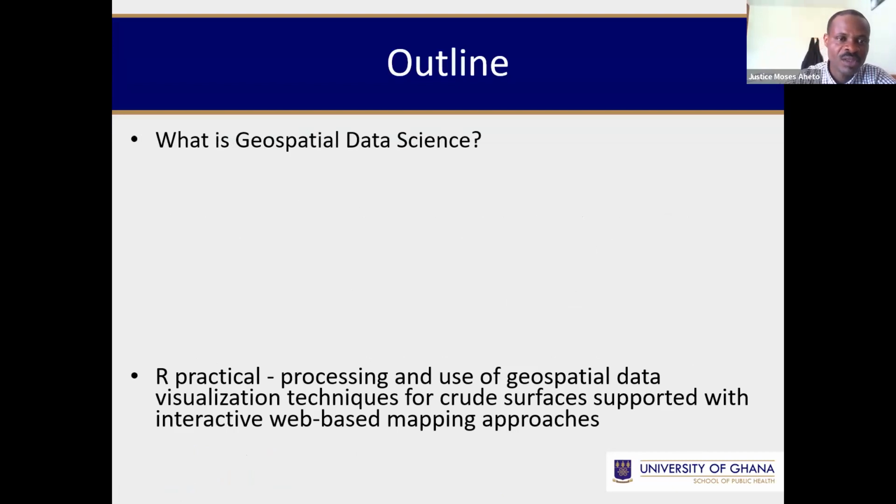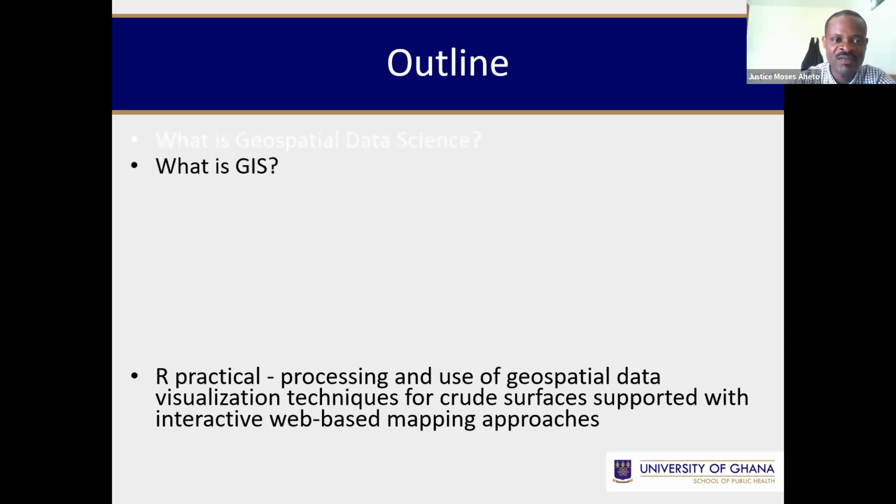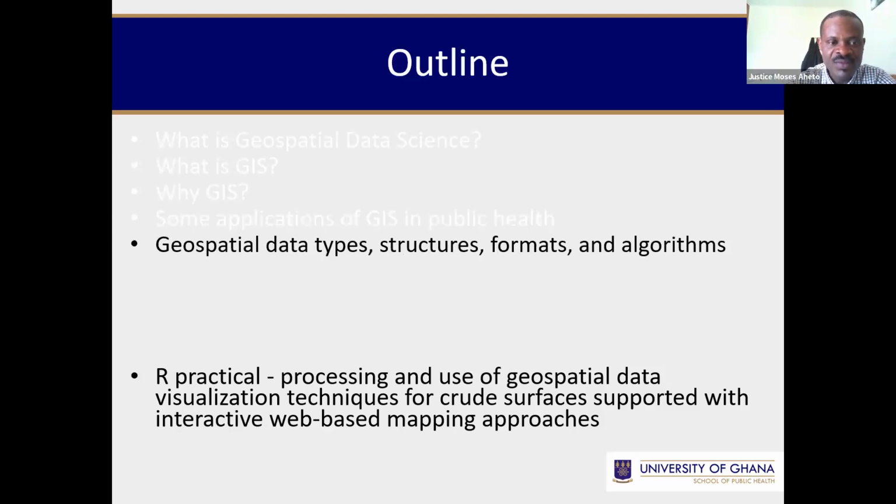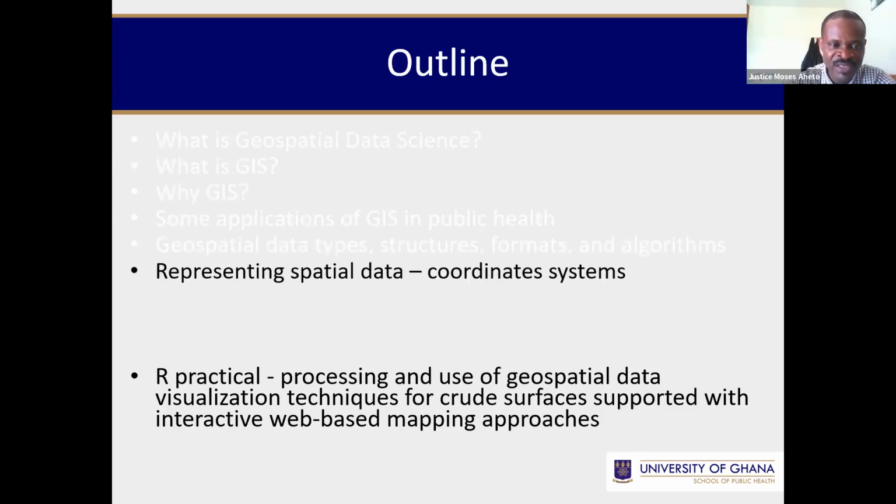Okay. So first, the outline is what I'm presenting to you. We'll look at what geospatial data science is. We'll look at what a geographic information system is all about. We'll look at the need for studying something related to GIS. We'll also look at some applications of GIS in public health. Then we will look at the geospatial data types, their structure, format, and algorithm. We'll discuss this very briefly.